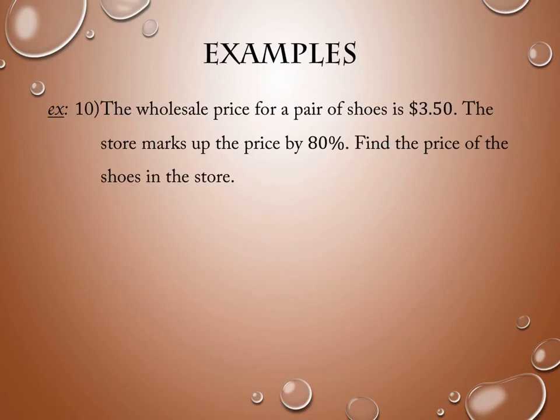Here's an example. The wholesale price for a particular pair of shoes is $3.50. That's what Kohl's pays for the pair of shoes. The store is going to mark the price up by 80%. We would like to find the price of the shoes when you actually buy them in the store. How much is it actually going to cost when you, the customer, purchase it from Kohl's?